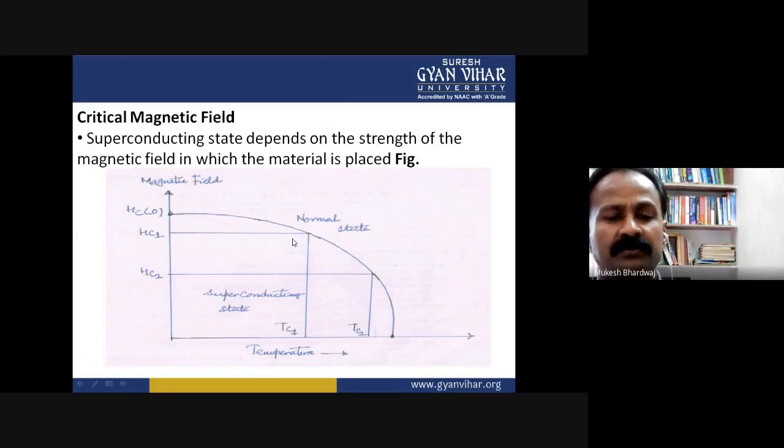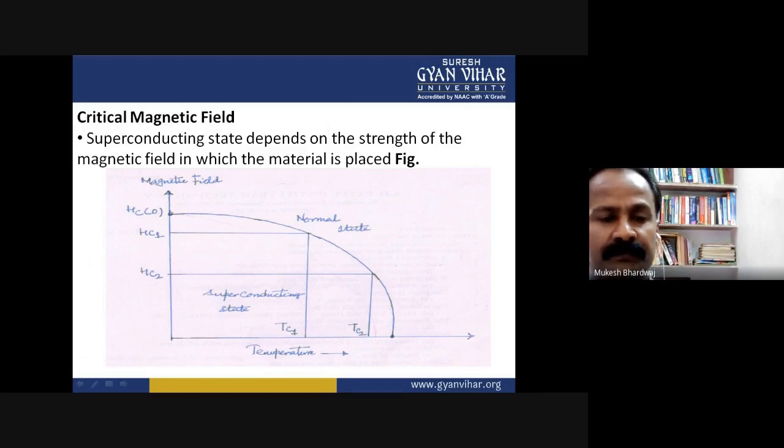Now, critical magnetic field. The superconducting state depends on the strength of the magnetic field in which the material is placed.